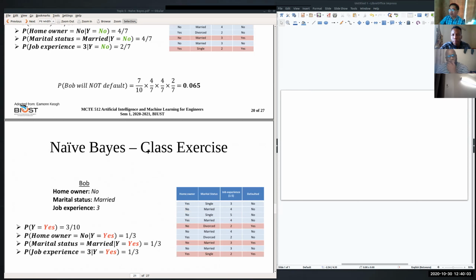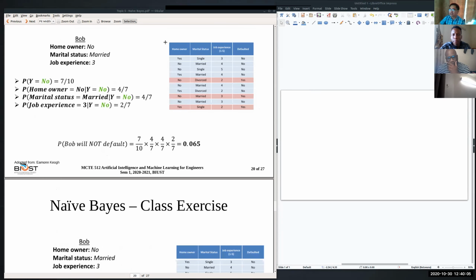So what we want to do here is to know whether Bob will default. Yes or no? What is the answer? No, he will not default given his attributes, given the D attributes.